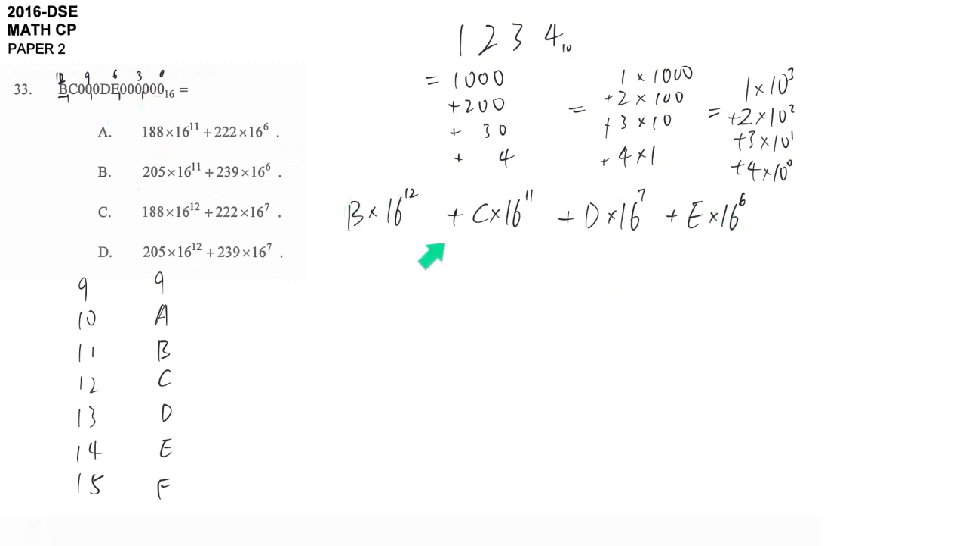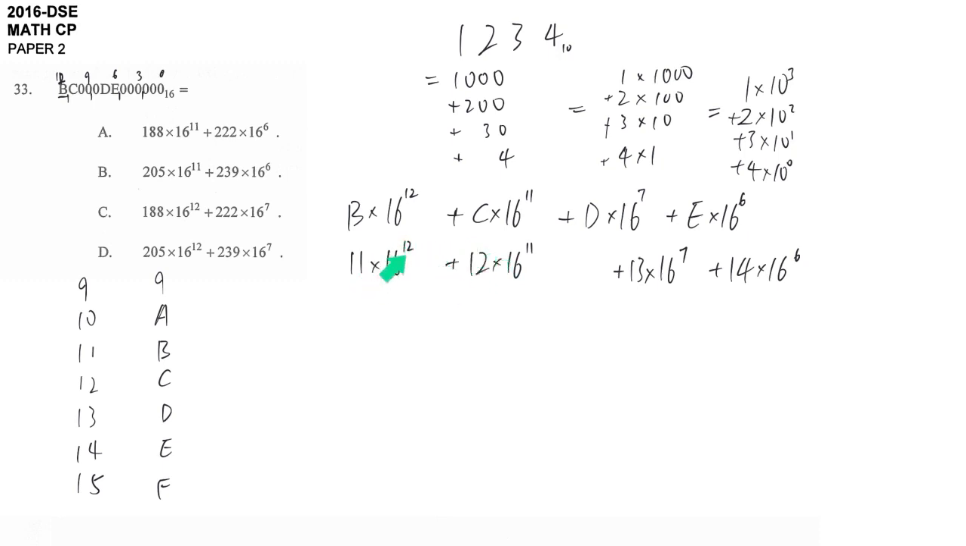So we are finding which of the answers here represents this expression. B is represented by 11, C by 12, D by 13, and E by 14. It still doesn't look the same, but at least we know that the first term here should refer to the first group. You can't change 16 power of 11 to 16 power of 12 because this is not large enough.